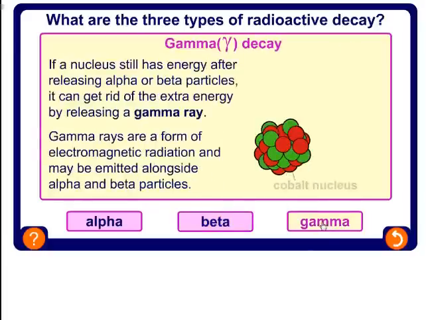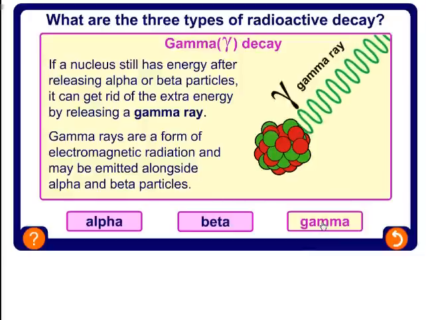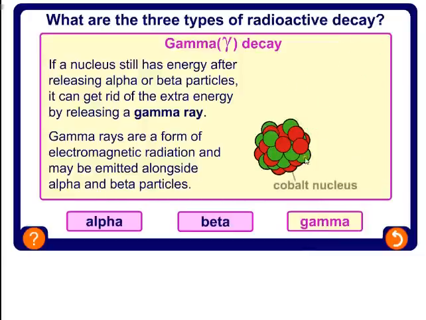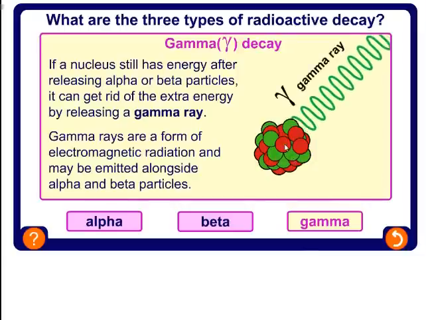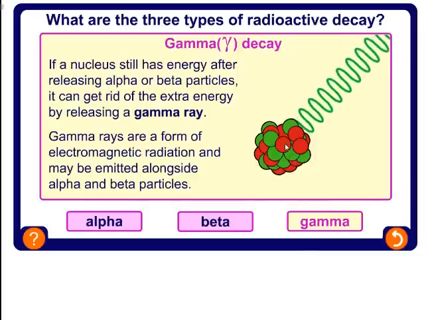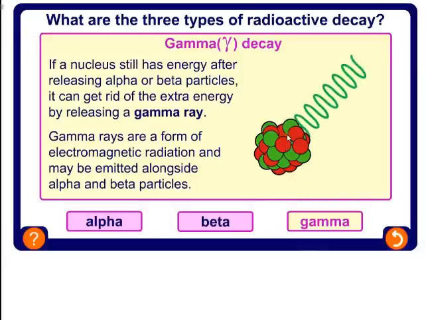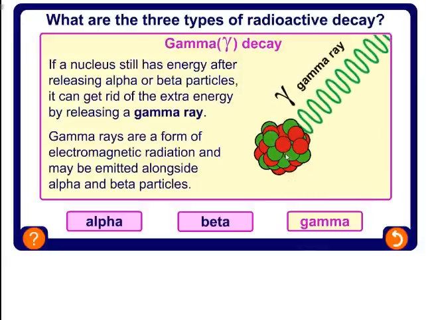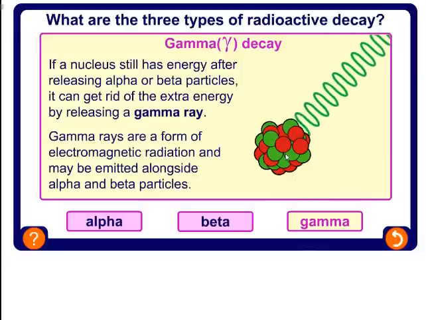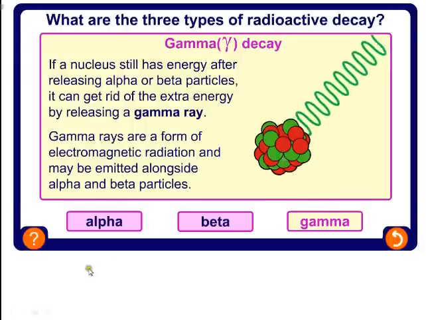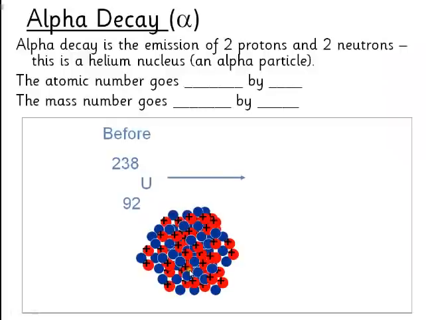Gamma decay is nothing to do with any changes in the nucleus. It's quite simply when a nucleus that is in an excited state, we say it's in an energetic state, calms down and it releases energy in the process, and the energy that's released is known as a gamma decay, and it's gamma radiation, which is part of the electromagnetic spectrum, which we looked at in core science.